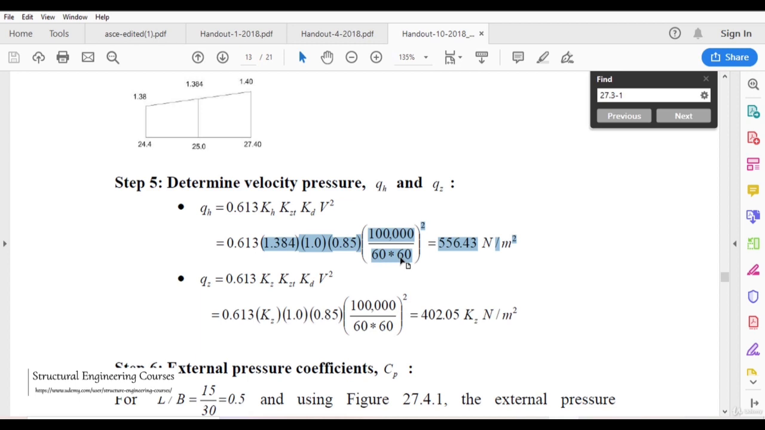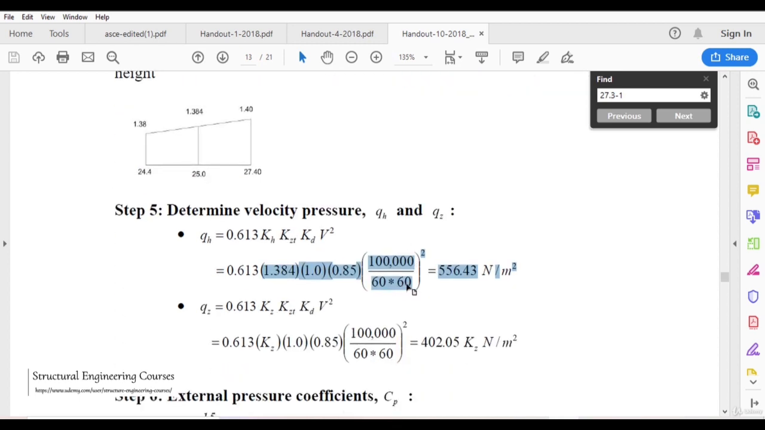So 100 kilometer is 1 lakh meters and 1 hour is 3600 seconds. So that is why he had divided it like this. When we are talking about the QZ, he had referred the value for KZ, and all these remaining values are the same here. So he had calculated QZ as approximately 402.05.